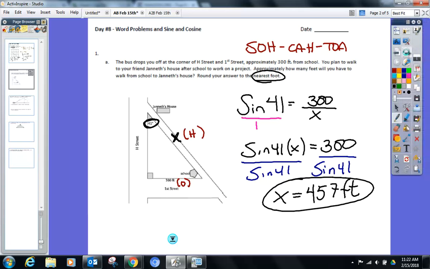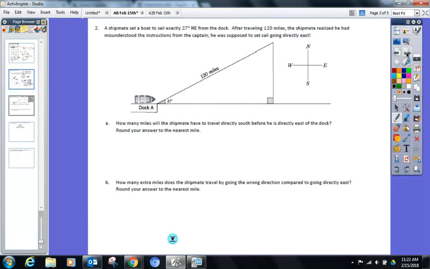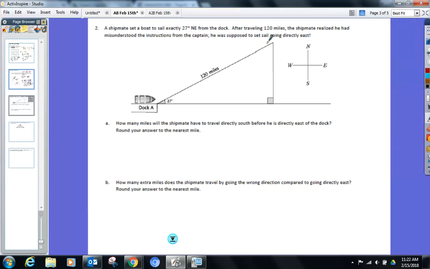All right, next one. Now we're on a ship. We're going to sail 27 degrees northeast. So go in this direction from here to here, northeast. We go 120 miles and then, guy is silly. He realizes he made a mistake and he was supposed to go directly east instead of northeast. One job, right? One job, shipmate. So he's here now. He realized, hey, I went in the wrong direction. I got to go directly east. How many more miles south does he have to go before he reaches his destination?